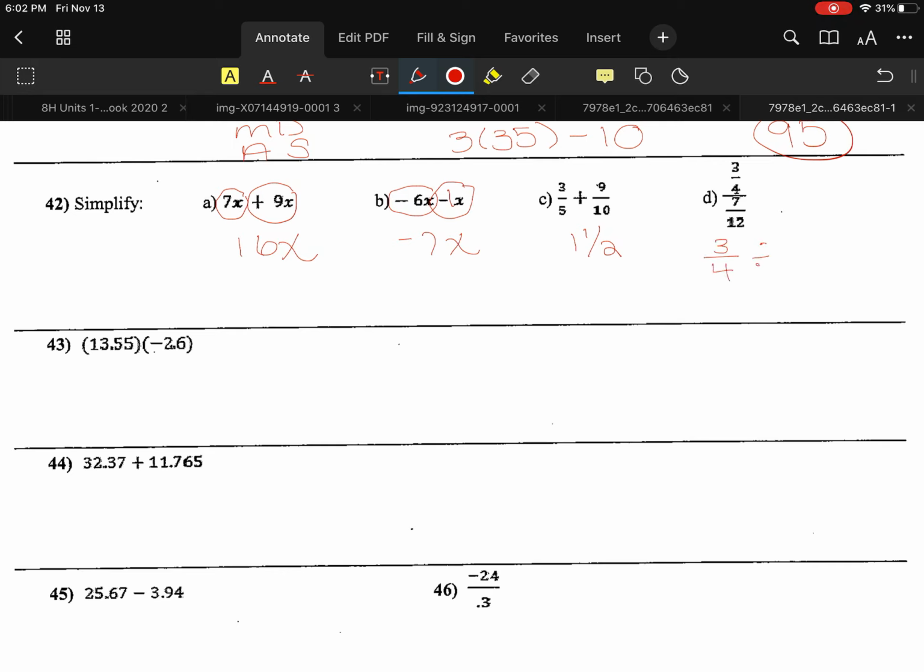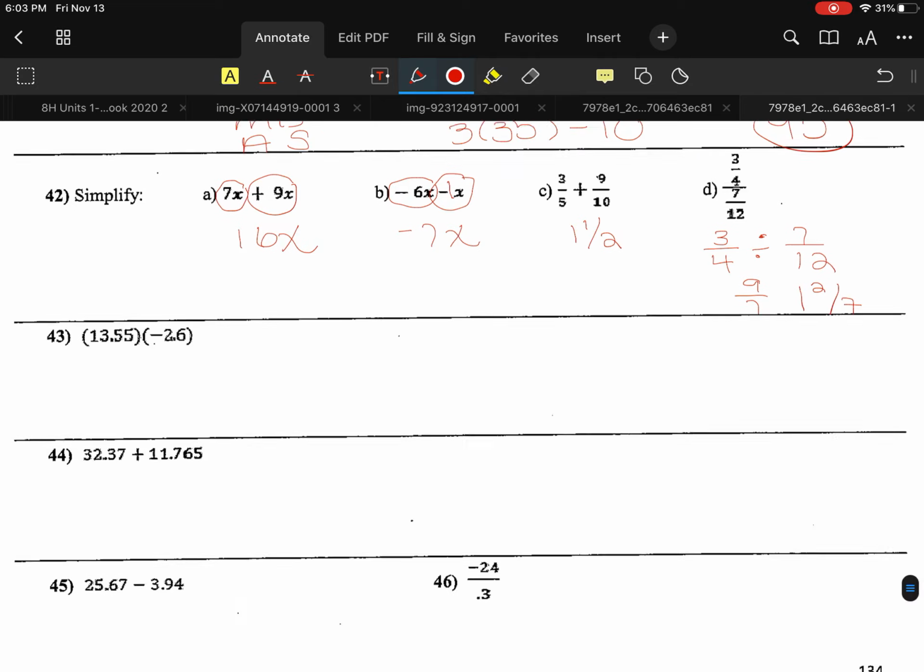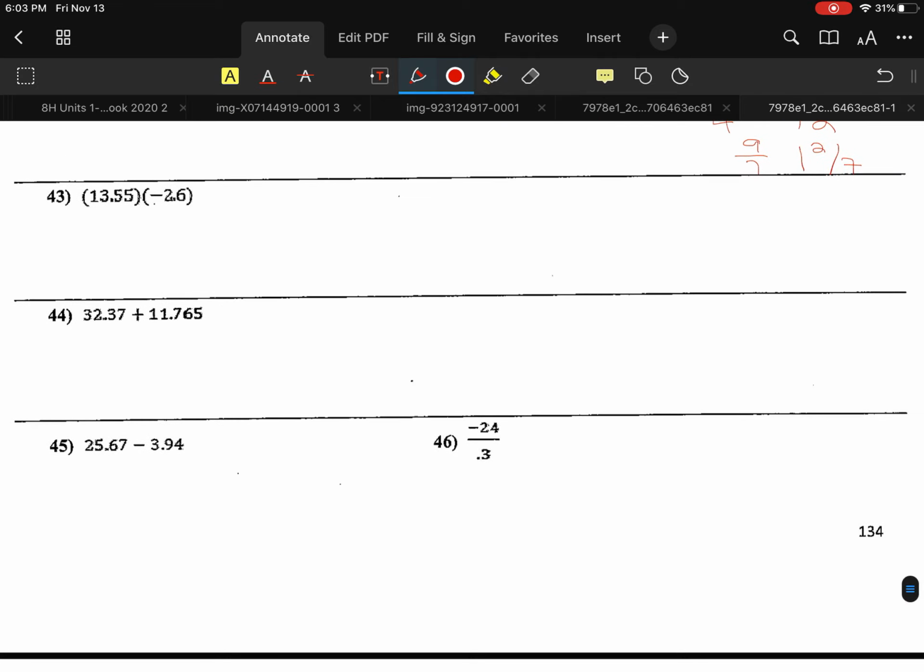D is a complex fraction, so when you're using the calculator, it's 3/4 divided by 7/12. Don't use that ABC key too many times. So 3 ABC 4 divided by 7 ABC 12. Again, I gave you a fraction, give me a fraction. My calculator gives me 9/7. Some of you might have 1 and 2/7 as a mixed number.